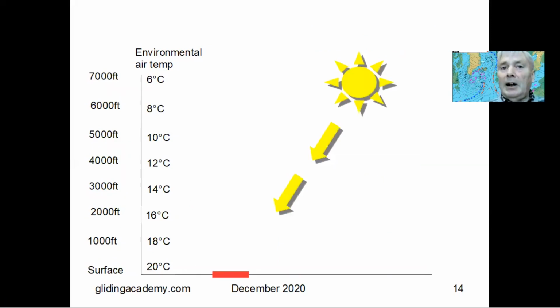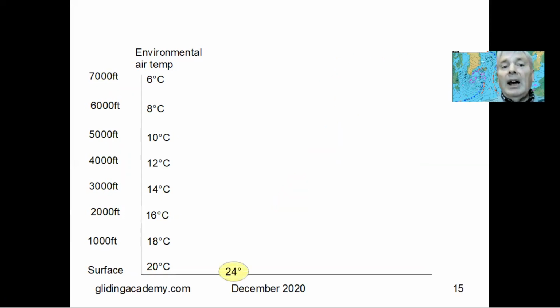Now we move on to the next part, and that is the sun heats the ground, and in turn the ground heats the air. So here we have the sun heating the ground sufficiently for the air adjacent to it to be warmed to 24 degrees. So it's 4 degrees warmer than its surroundings. And because it's now warmer and therefore more buoyant than its surroundings, it will rise. As it rises, it will expand and it will cool, but it will cool at the dry adiabatic lapse rate.